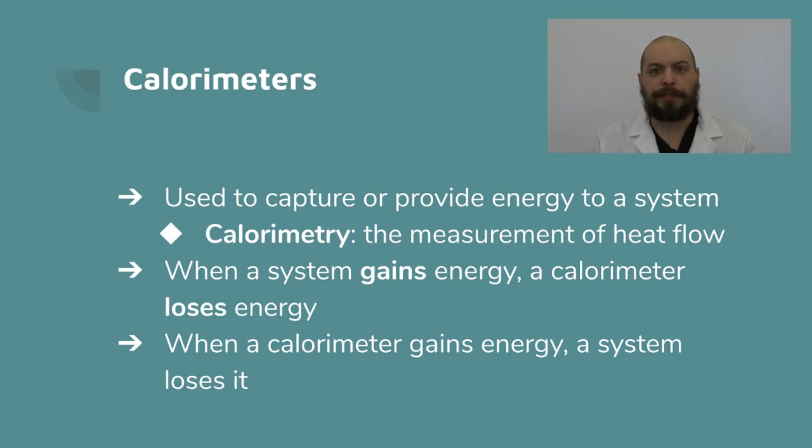So if a system is going to release energy, then the surroundings in the calorimeter are going to be absorbing the energy released by the system. In doing so, the temperature of the calorimeter is going to change. The temperature change of the calorimeter represents the change in kinetic energy of the calorimeter, and the change in kinetic energy of the calorimeter is going to represent the change in energy of the system, but in the opposite direction. So if the system loses energy, the calorimeter gains it. If the system gains energy, the calorimeter loses it.